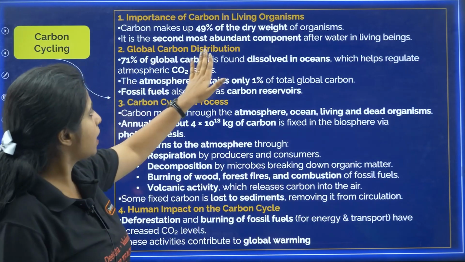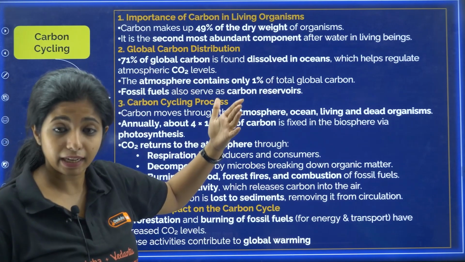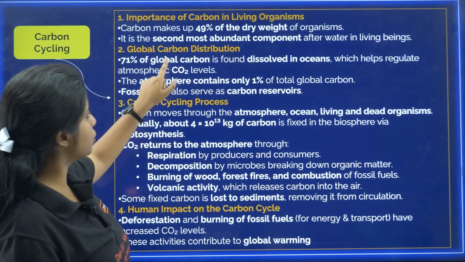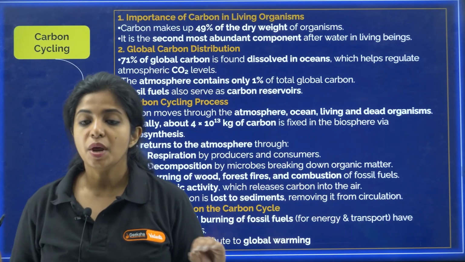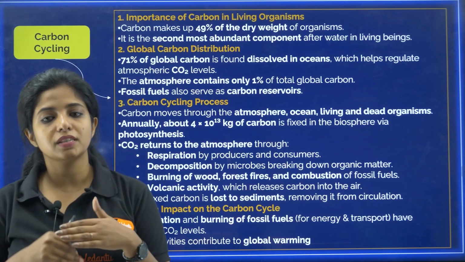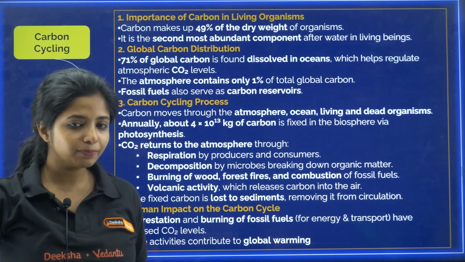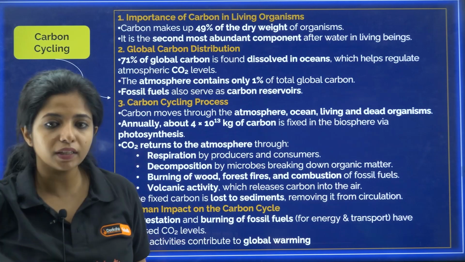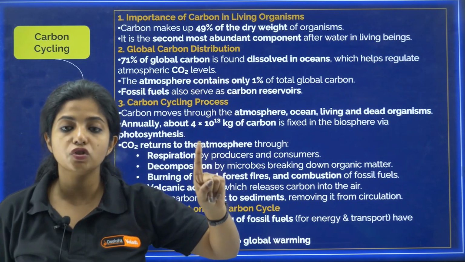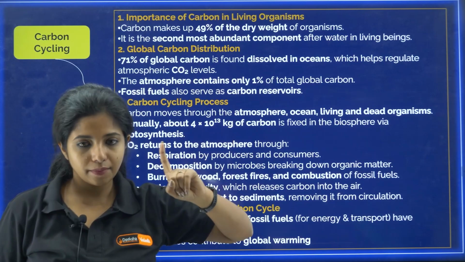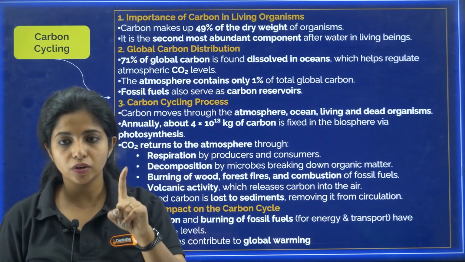Now global carbon distribution, why have I included this term? Because I never know, it can come, as I said before. 71% of the global carbon, my dear children, is found dissolved in the oceans, which helps regulate atmospheric CO2 levels. So 71% of the global carbon, where is it? In the oceans. It is dissolved in the ocean. The atmosphere contains only 1% of the total global carbon.